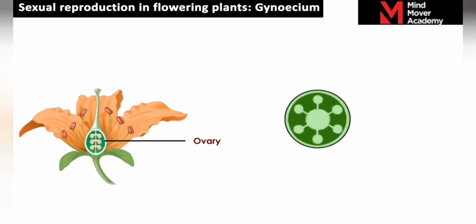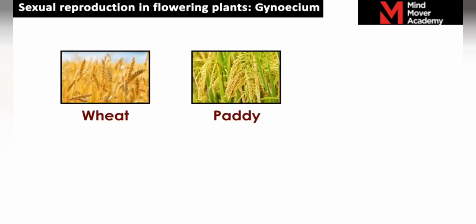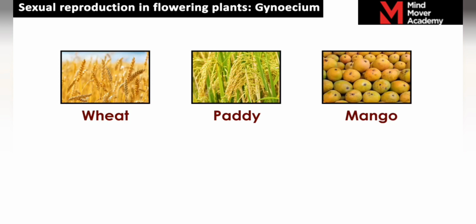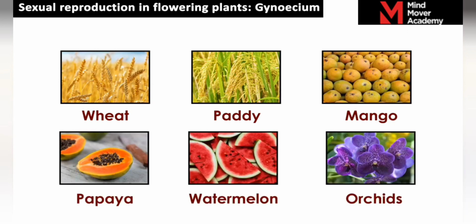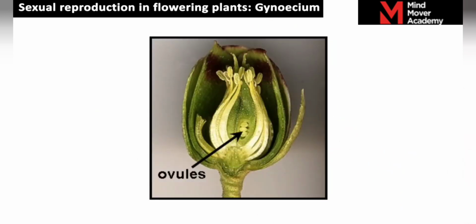Inside the ovary is the ovarian cavity called locule. The placenta is also located inside the ovarian cavity. Arising from the placenta are the megasporangia, commonly called ovules. The number of ovules in an ovary may be 1, as in wheat, paddy and mango, to many, as in papaya, watermelon or orchids. The female gamete of the plant, known as egg or ovum, is present inside the ovules.